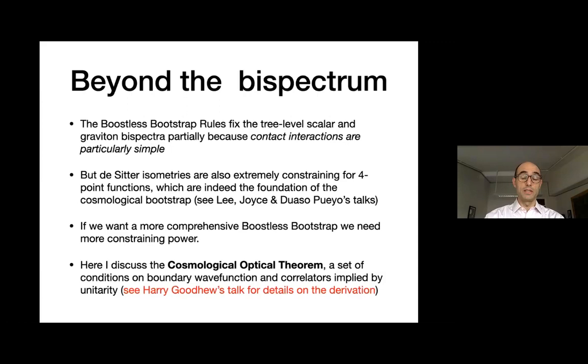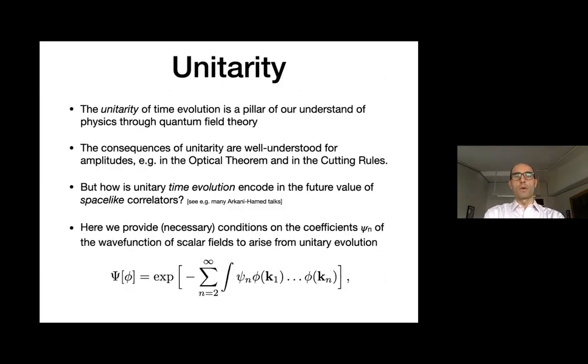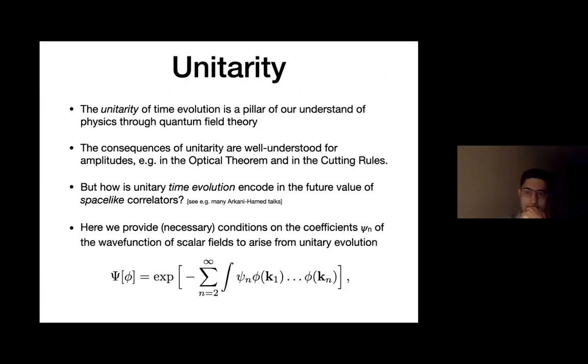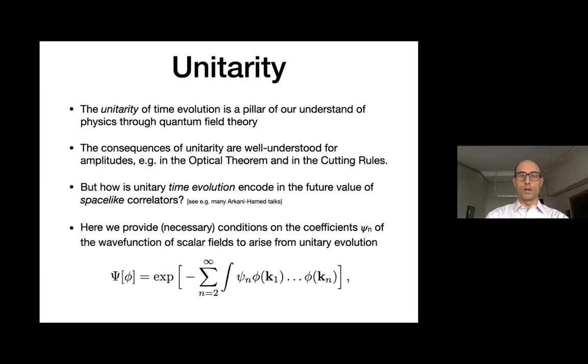There was a detailed derivation of this cosmological optical theorem, which I'll discuss in a second, in Harry Goodhue's talk on YouTube. I refer you to that for a derivation, so here I'll just discuss the result. Unitarity is one of the pillars of our understanding of physics through quantum field theory. Its consequences are well understood for amplitudes, for example the optical theorem or cutting rules. But it is not clear how the unitarity of time evolution is encoded on an object which lives on the boundary, which has only spatial correlations.